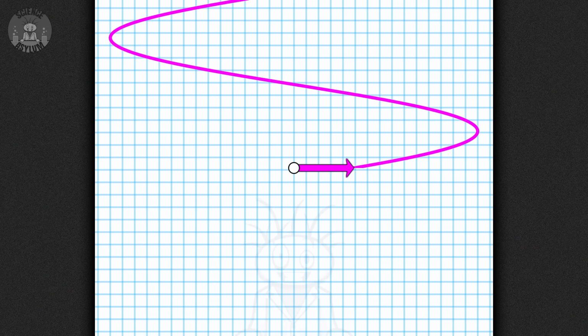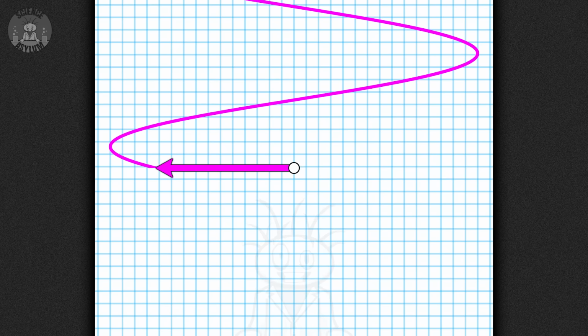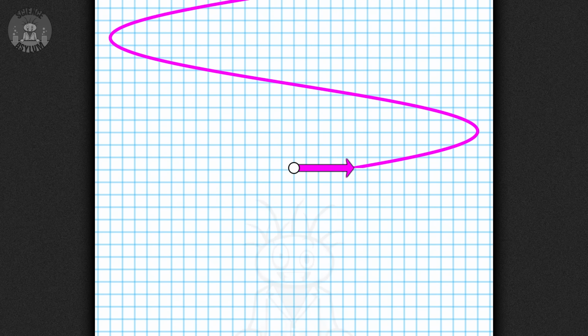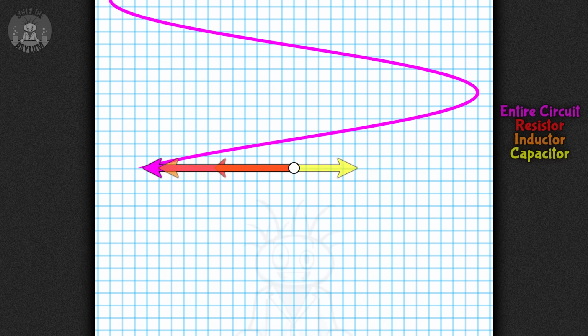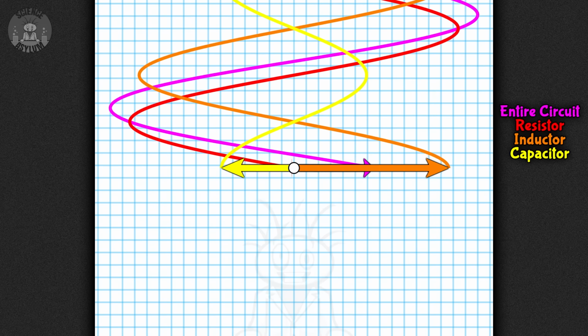We could imagine this arrow drawing out a wave on a moving piece of paper. Alternating voltage is governed by wave mechanics. That doesn't look so bad. Yeah, but that's because we're only looking at one arrow. The voltage source isn't the only arrow though. Each circuit component gets its own arrow. Each circuit component draws its own wave. I don't know about you, but that looks a little overwhelming to me.